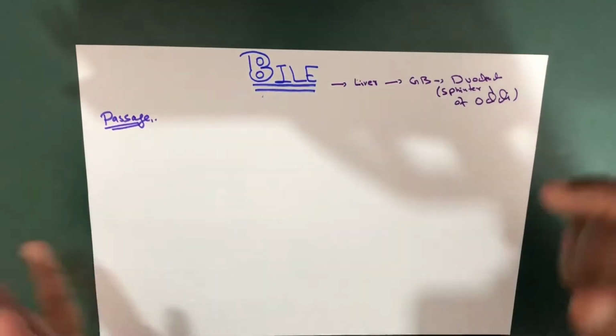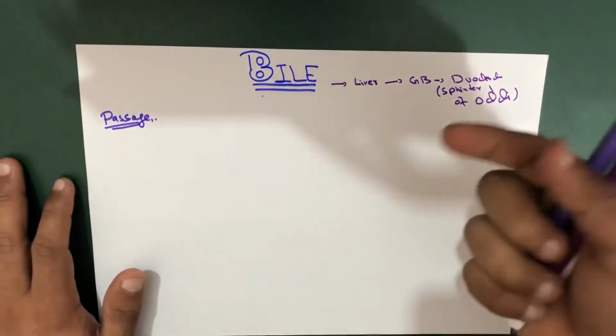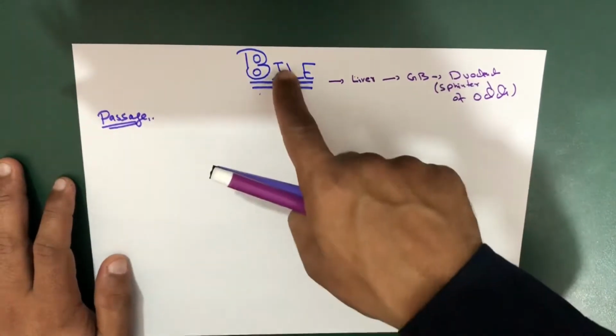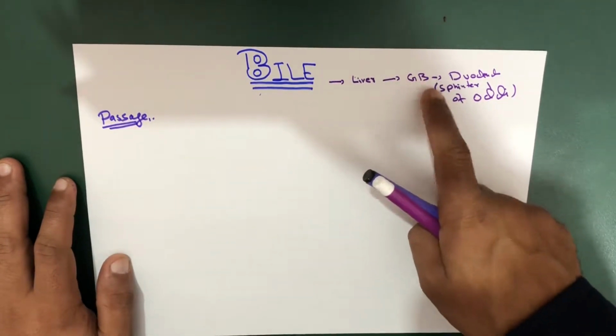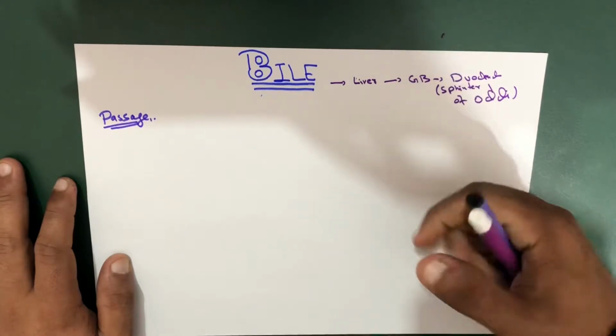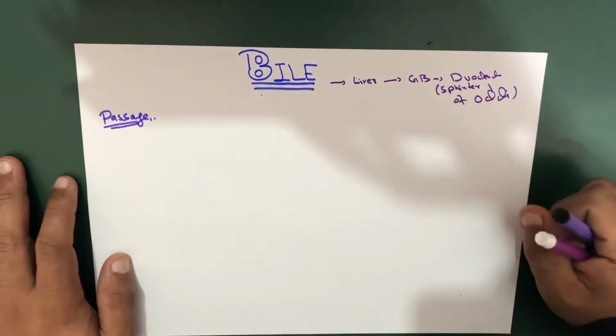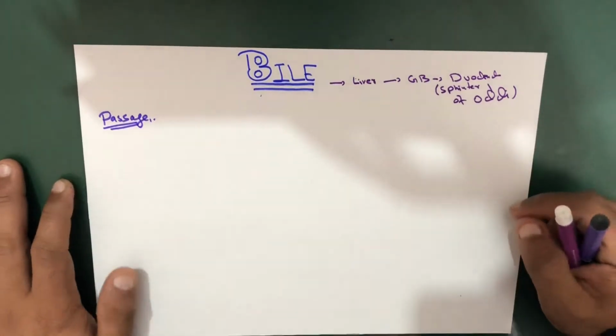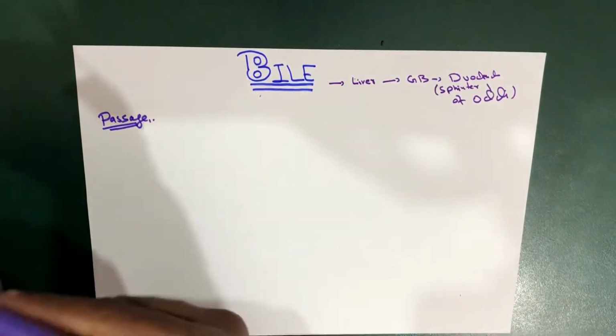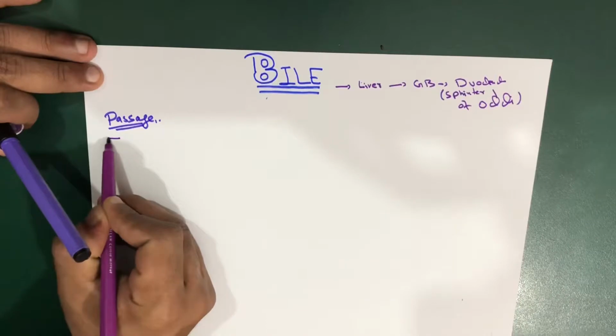During the interdigestive period, bile flows into the gallbladder and is stored there. After a meal, the sphincter of Oddi relaxes, the gallbladder contracts, and the bile enters the duodenum, the second part of the duodenum. That's it for the passage. And now let's talk about the functions of your bile.